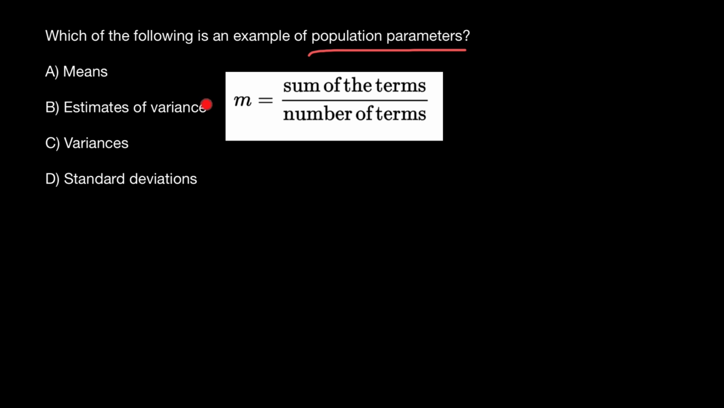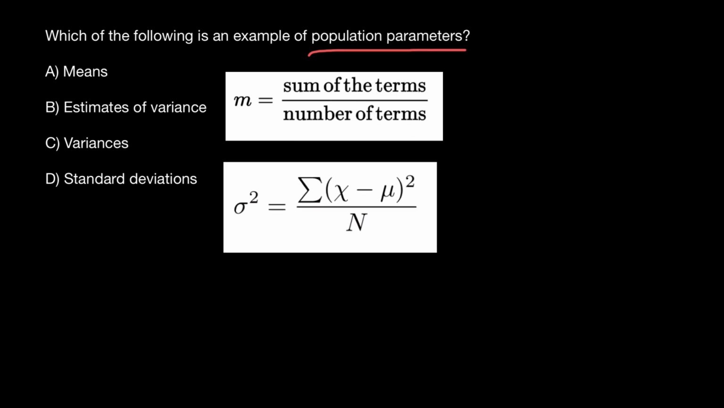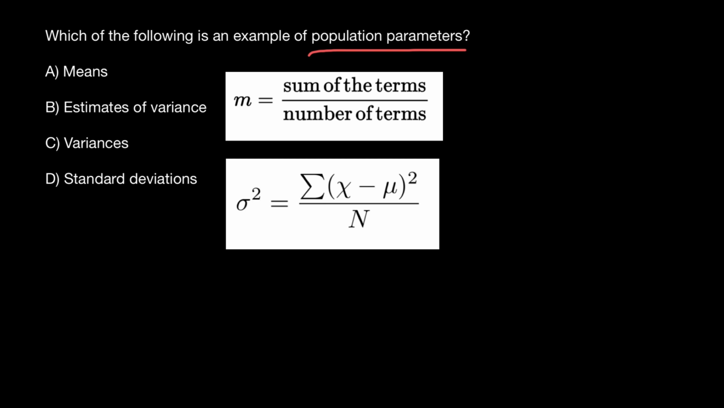And now let's skip estimates of the variance and talk about variances. And here's the formula for the variance. Sigma squared, which is the variance, equals the sum of x minus mu, where mu stands for the mean of the population, squared, and divided by n, which is the number of terms. Both of these terms are population parameters.